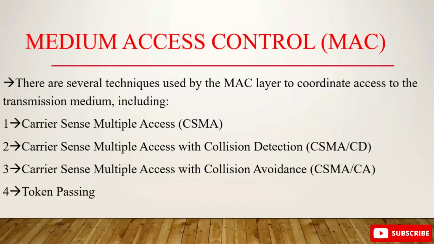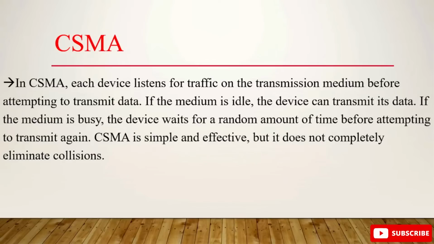There are several techniques used by the MAC layer to coordinate access to the transmission medium. The first one is carrier sense multiple access, or CSMA. Second is carrier sense multiple access with collision detection, CSMA/CD. Third is carrier sense multiple access with collision avoidance, CSMA/CA. Fourth is token passing.